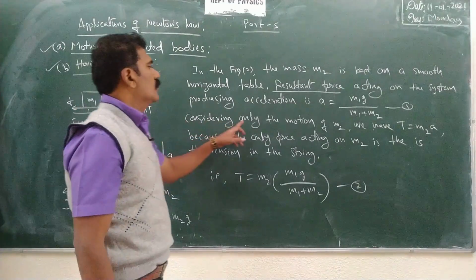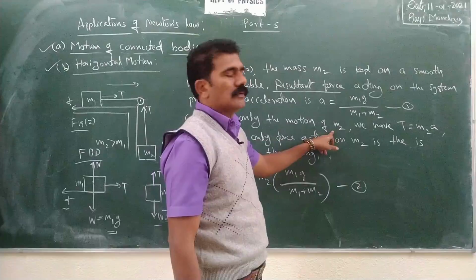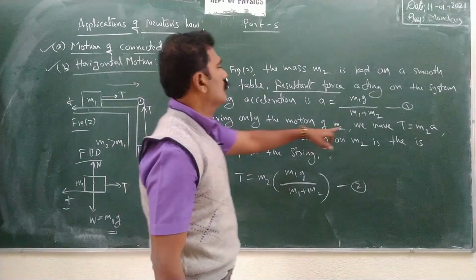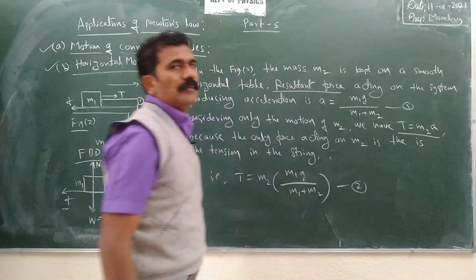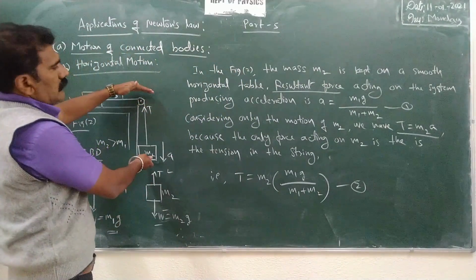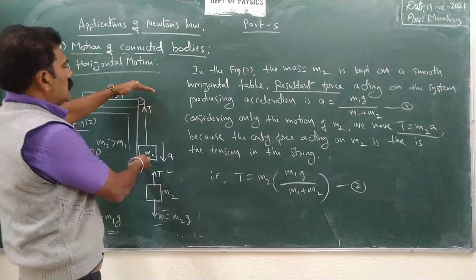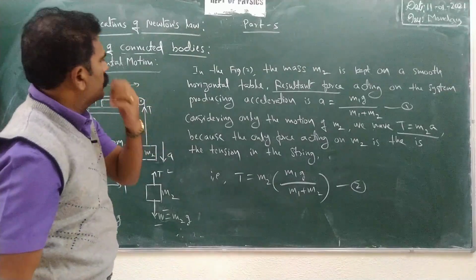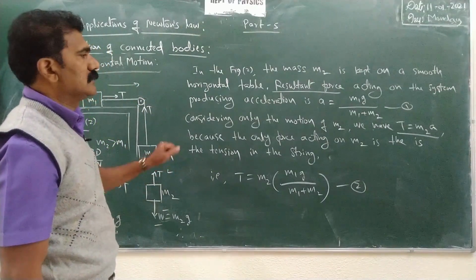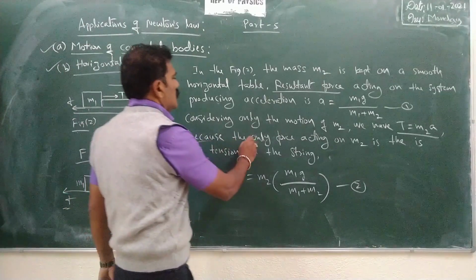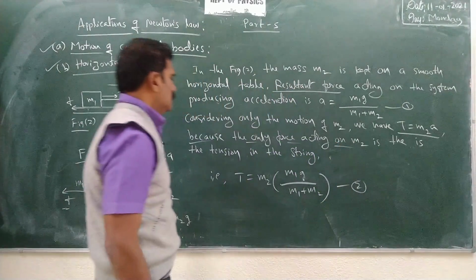Considering only the motion of m2 now, the tension in the string is given by T is equal to m2 into A. This side I am considering, so we have to calculate the tension at one side. Only the motion of m2 is considered, so the tension is m2 into A, moving with the acceleration A, because the only force acting on m2 is the tension.